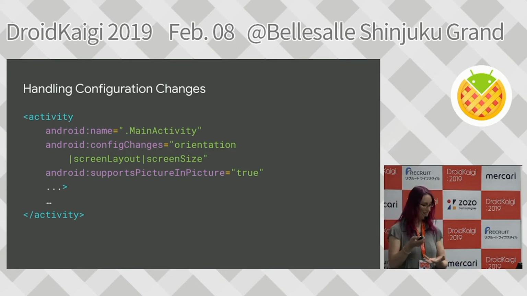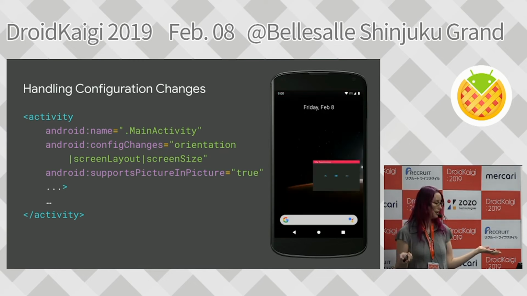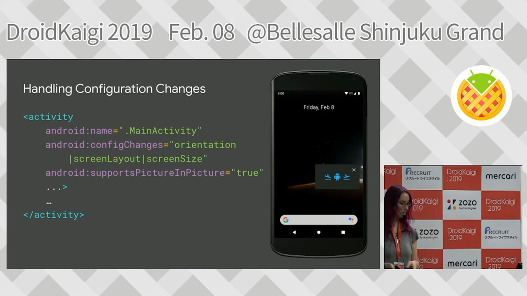Like I said before, the orientation is changing because the window is getting wider than it is tall, and the screen layout is changing because we're going from a normal size screen to a small screen window. And because we only have the one layout, this is pretty much all that we needed to do, and now it works. But let's say that, yes, one more thing.